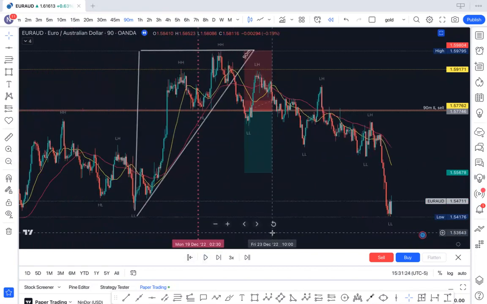So here we go. We did the triangle. We set up our triangle defense. We set up our impetus levels. We waited for the candle to close past that impetus level. We set our position and we let the market play out. So again, there is the triangle defense as well as the impetus level.